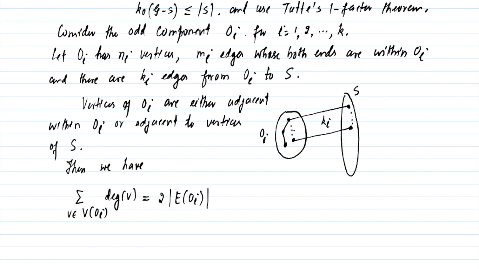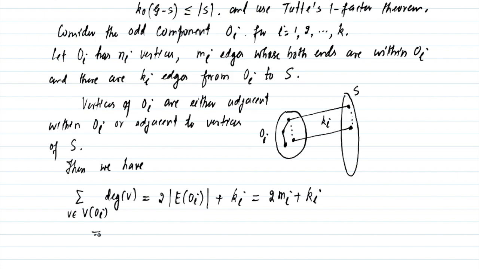So if there are some edges within Oi, then they will contribute 2 to vertex degrees. So every edge will contribute 2 to the vertex degrees. So the total number of edges within Oi will contribute 2 times the number of edges within Oi. But there may be some edges from Oi to S, and that number is already defined to be equal to Ki. So actually we mean to say here that this summation over V belonging to Oi of degree of V is equal to twice Mi plus Ki.